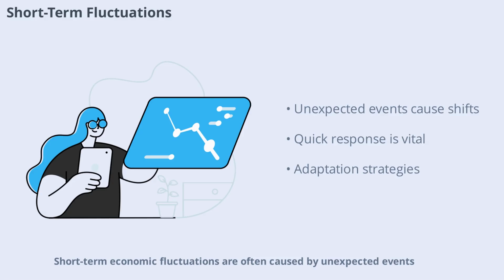Short-term economic fluctuations are often caused by unexpected events, such as natural disasters or policy changes. These movements can impact markets, employment, and consumer confidence. Understanding short-term trends helps us respond quickly and adapt to changing conditions.